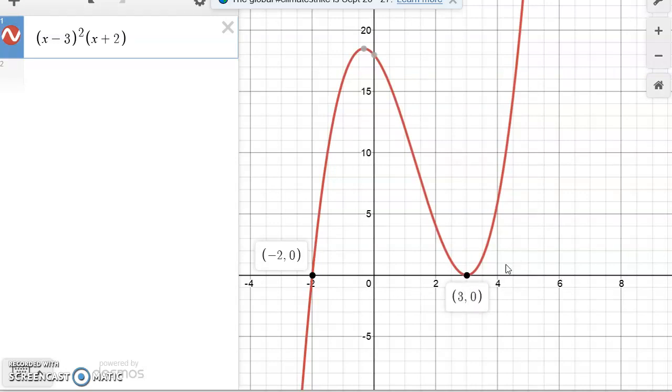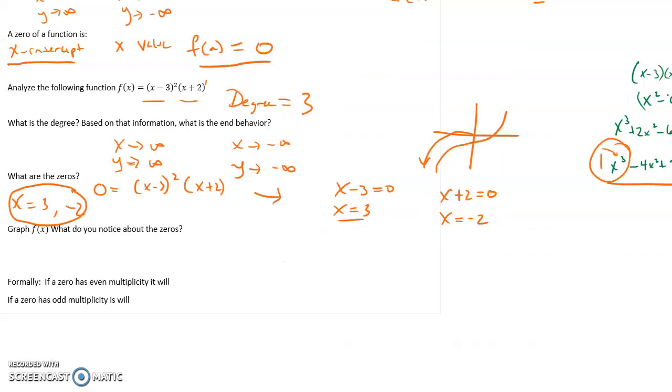But notice that they're doing something differently. At negative 2, the graph is passing through the x-axis. But when I get over here to positive 3, it doesn't pass through the x-axis. It bounces there. And you might ask yourself, why is it passing through over here, and why is it bouncing over here? Well, let's take a look at the function. So what do we notice here? At x equals negative 2, it passes through the x-axis. And at x equals 3, it bounces.